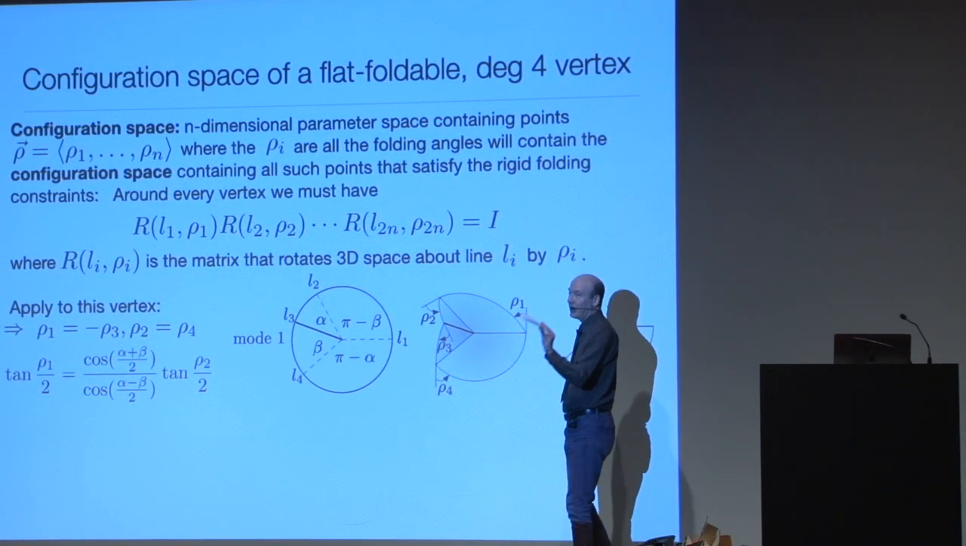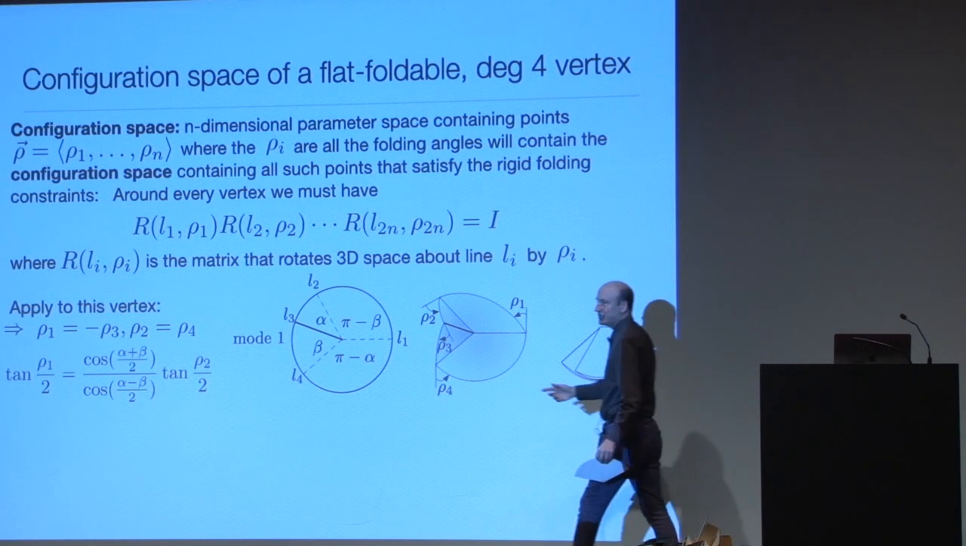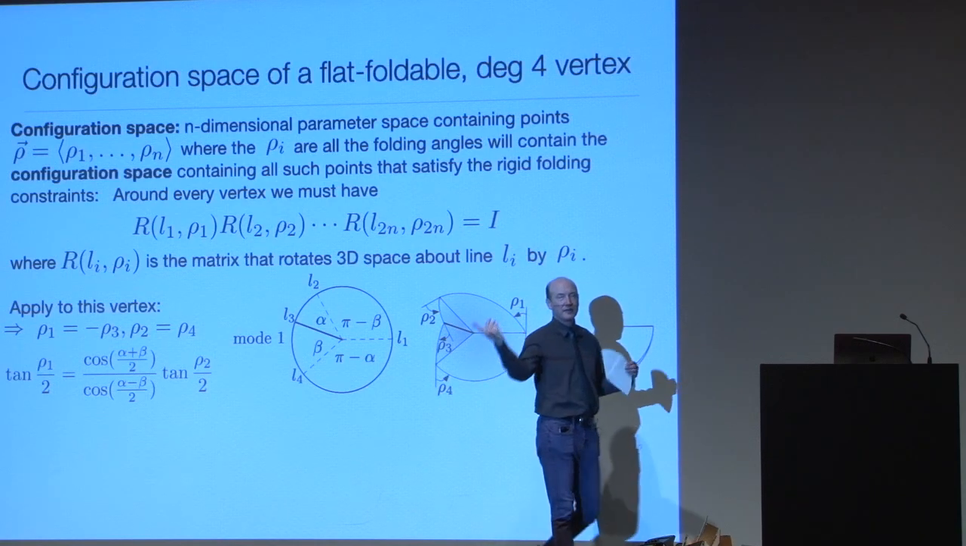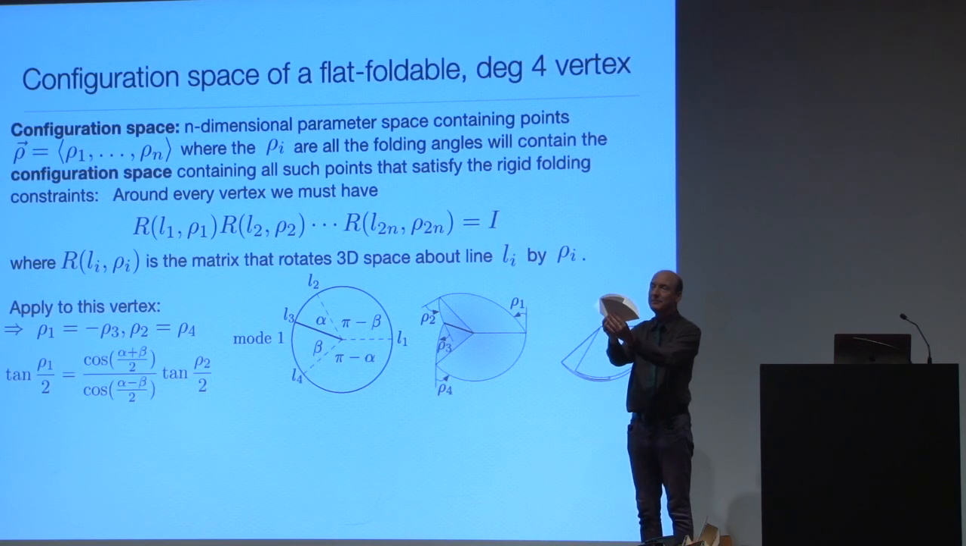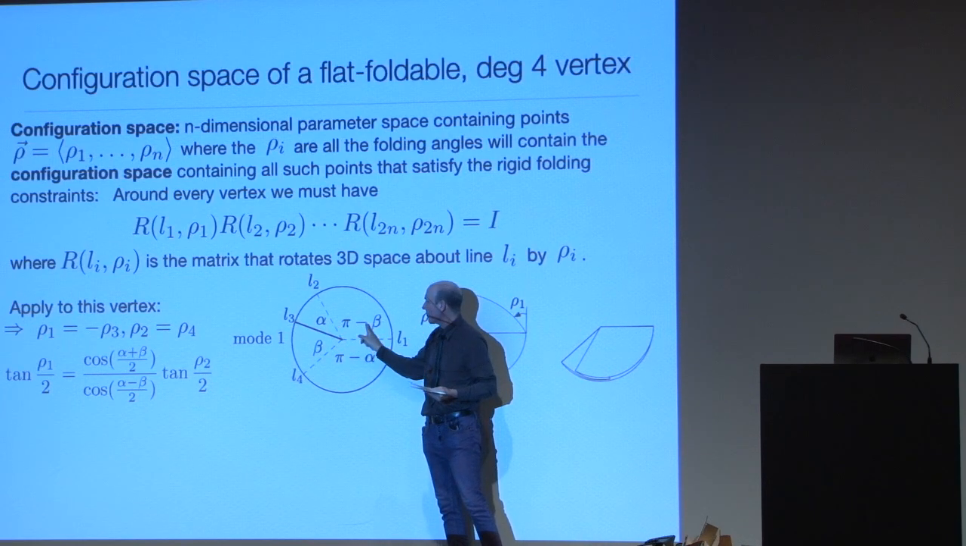But this is another thing that always happens. If it's flat foldable, and I label, say, 2 of the angles between the creases, these are sector angles between the creases, one of them is alpha, the other is beta. Then the other pair of angles have to be, because it all goes flat, 180 minus this angle and 180 minus that.